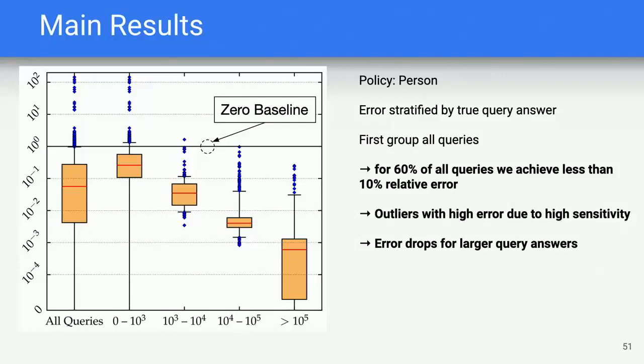So this is our first result. The y-axis is relative per query error. The policy here is person, and we have stratified the x-axis by the true query answer. The first column is all our queries, and then we have queries grouped by the true query answer.